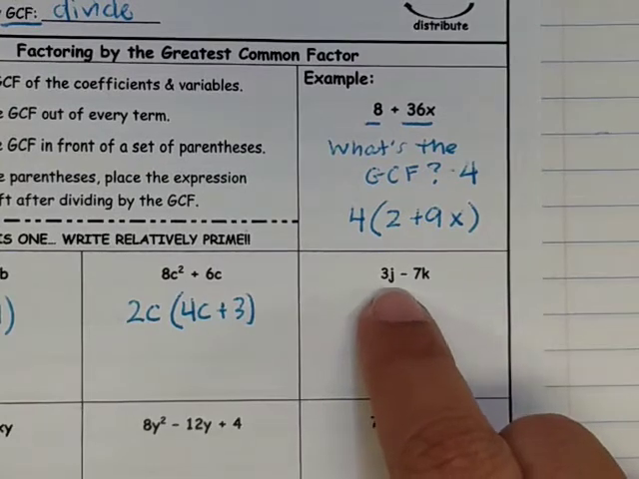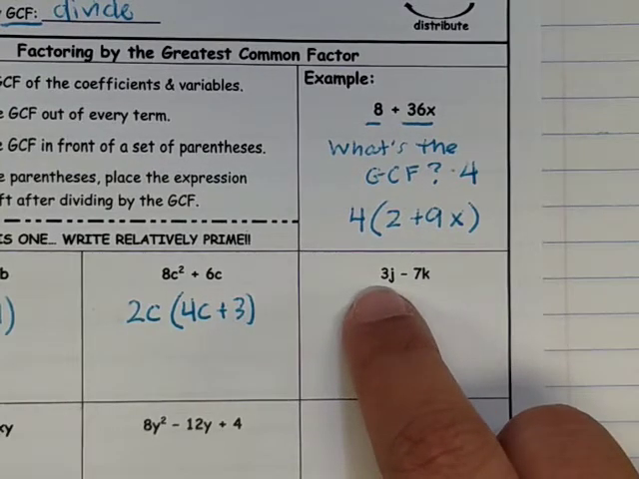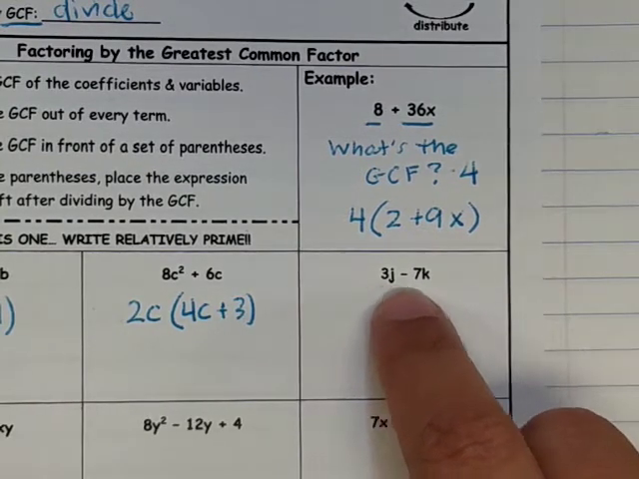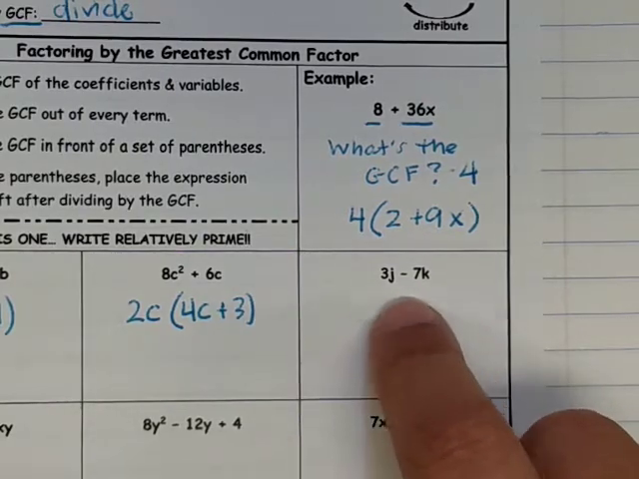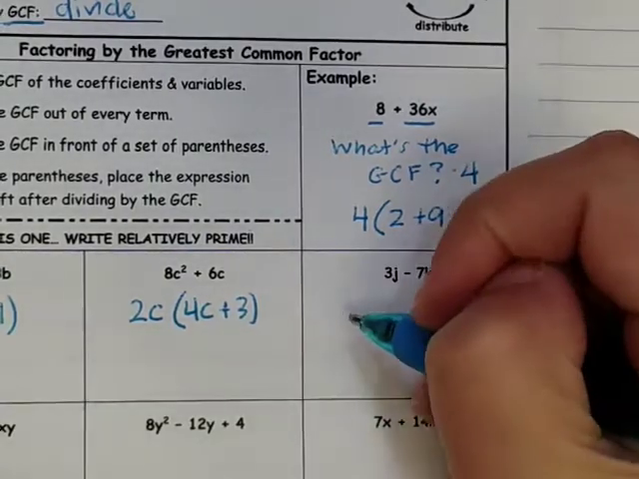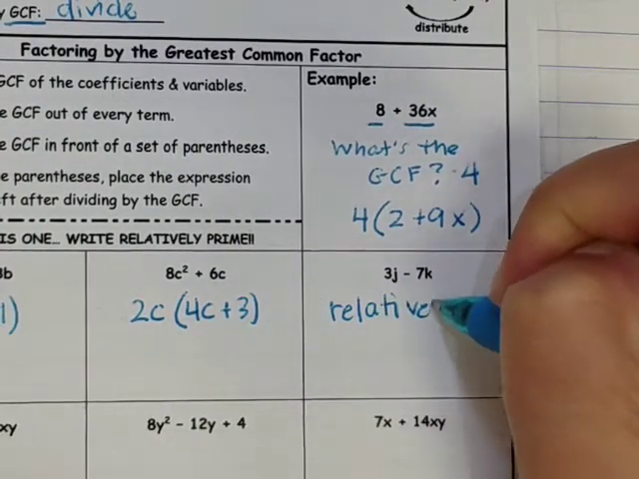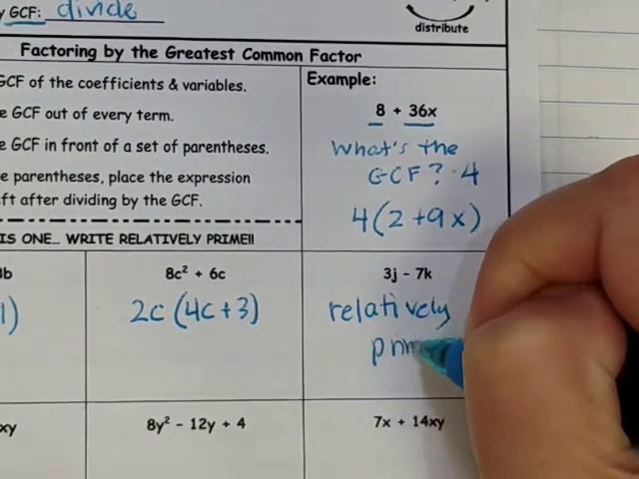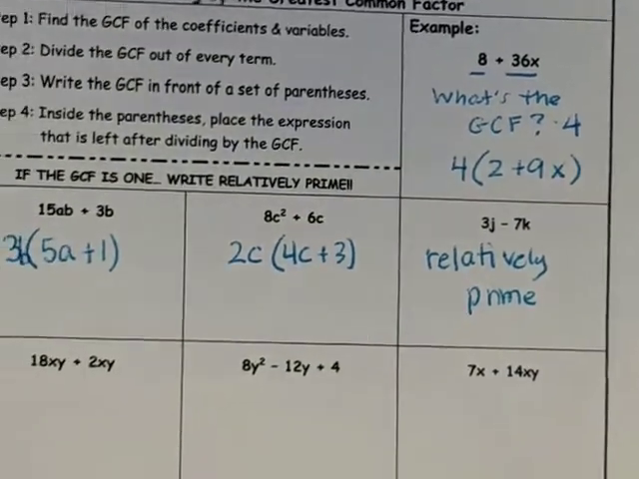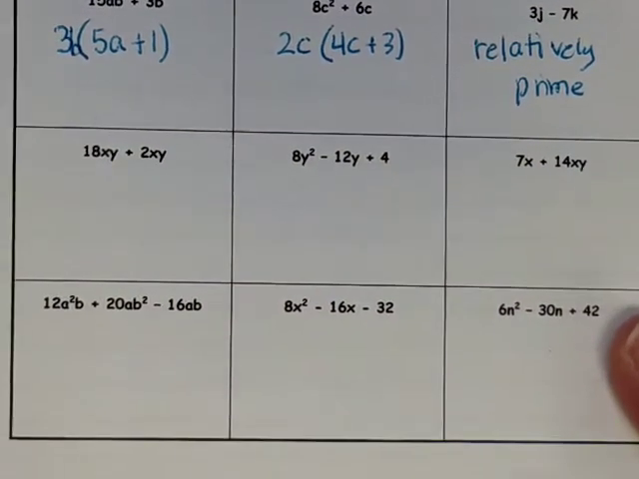All right, 3J minus 7K, what number do they have in common? They don't have any numbers. Do they have any letters in common? Nope. So since they have nothing in common, you're going to write relatively prime. Okay, let's do 2 more together, and then you can finish the rest on your own.